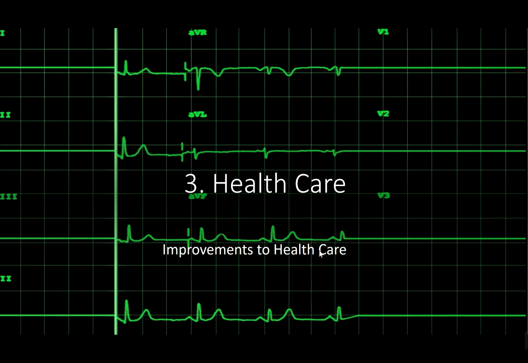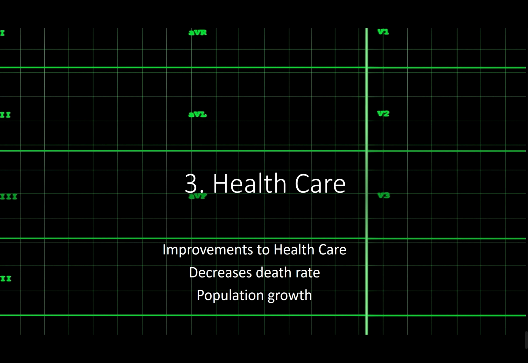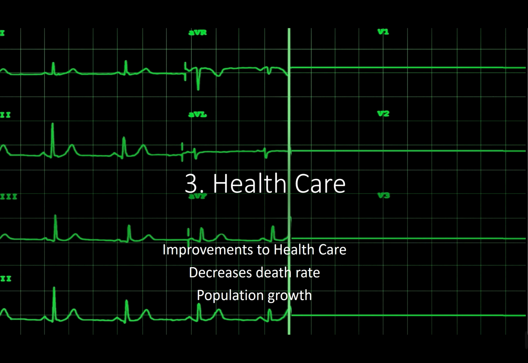Healthcare. Okay, so again, a fairly obvious one. Improvements to healthcare mean that the death rate decreases. So if we've got better healthcare systems, then fewer people are going to die. This will then cause population growth.